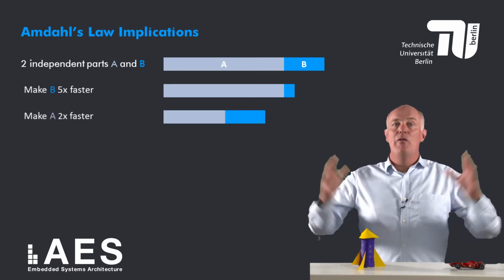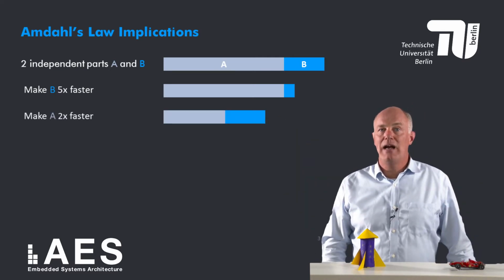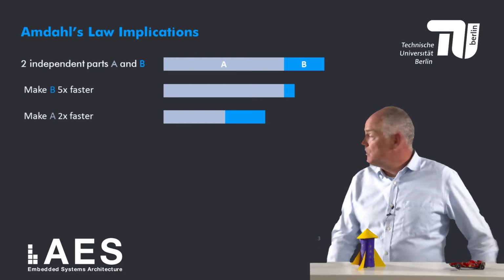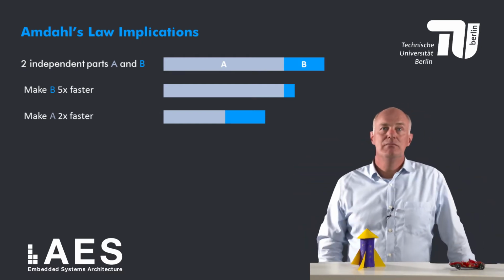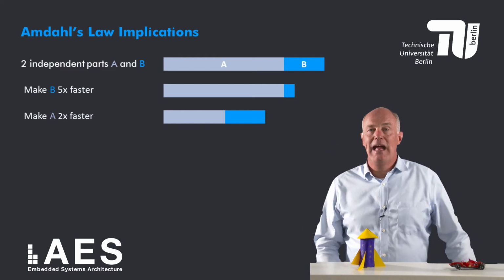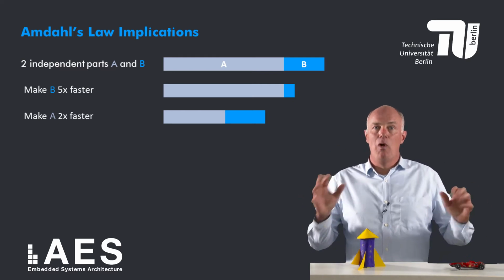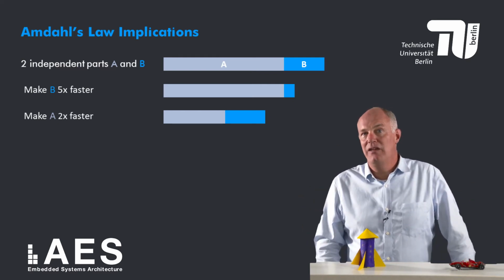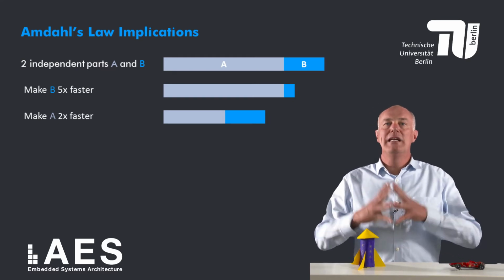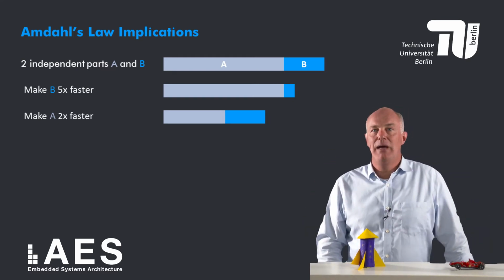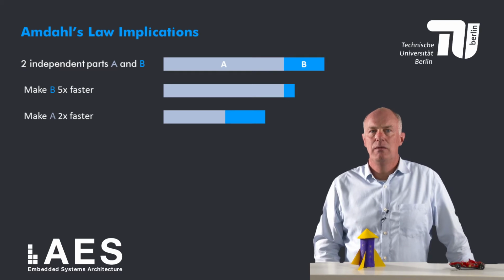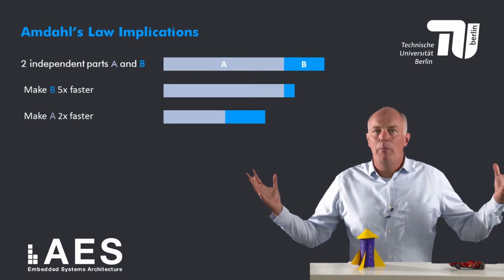Alternatively, we can make the red part A 2 times faster. Then the execution time will look like this. The red part A has become smaller and the smaller blue part B is unchanged, but the overall improvement is larger than when B is made 5 times faster. What is the moral of this example?